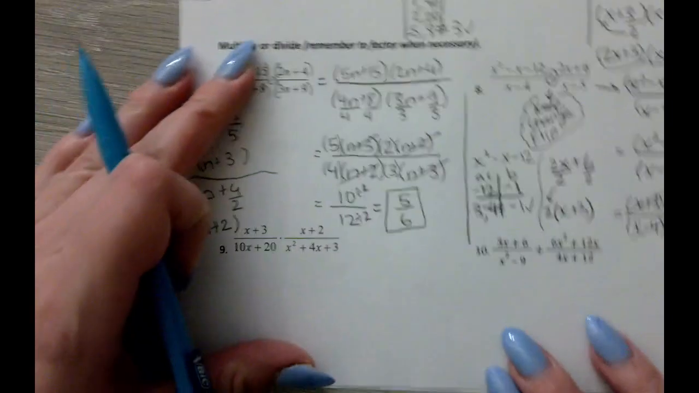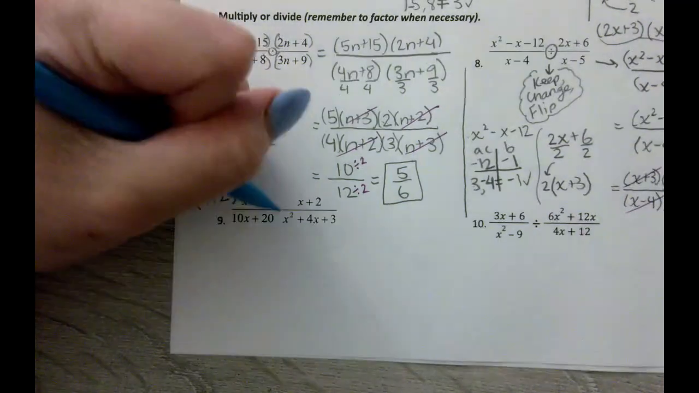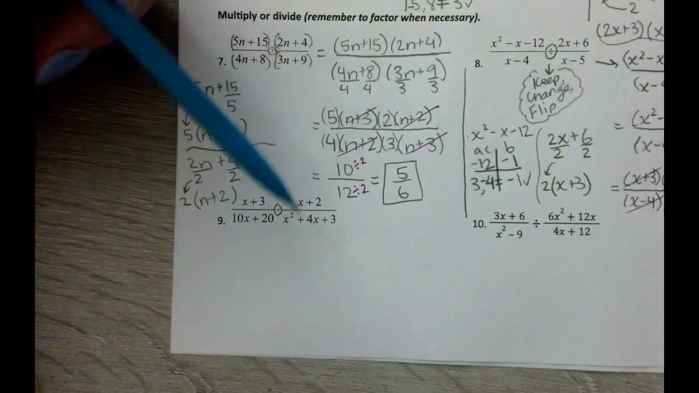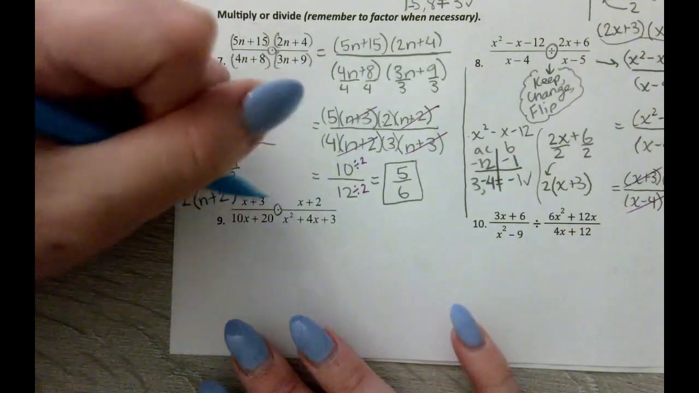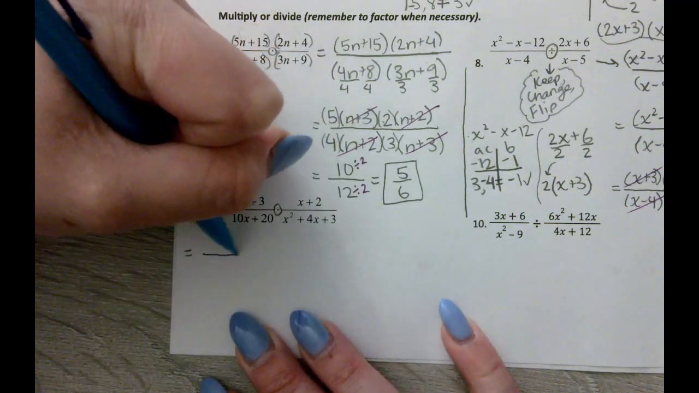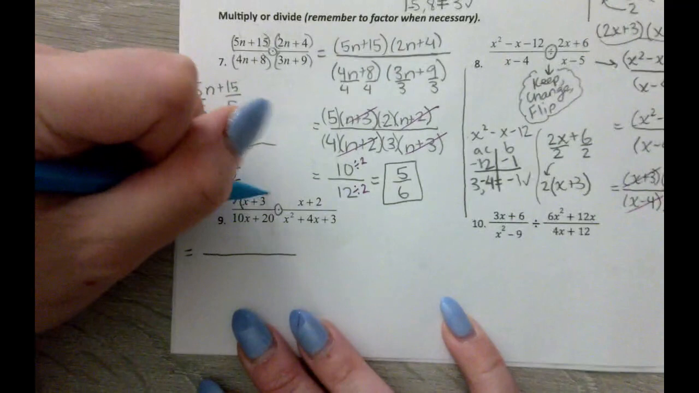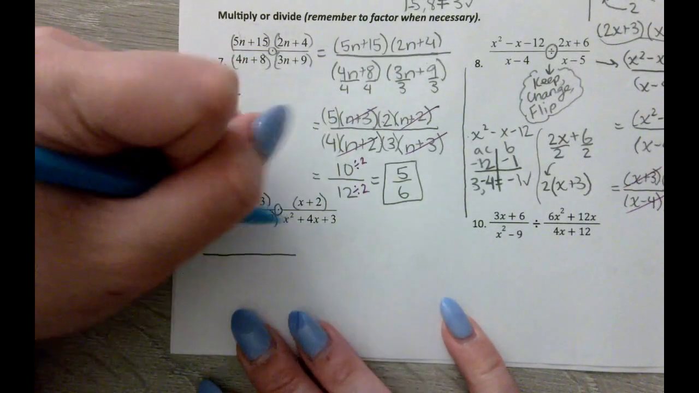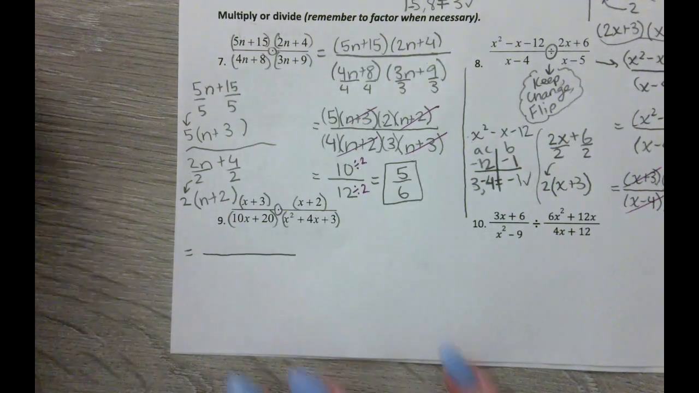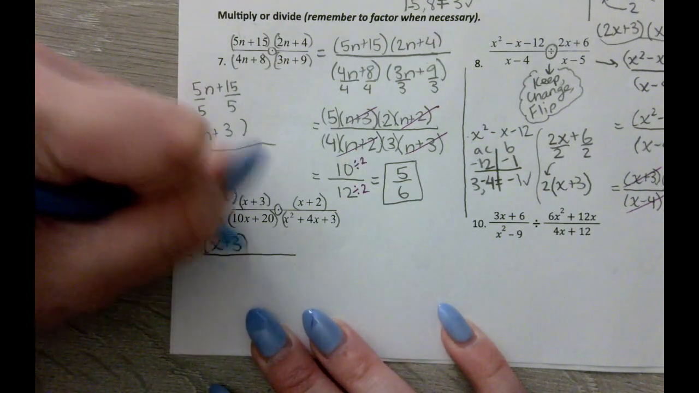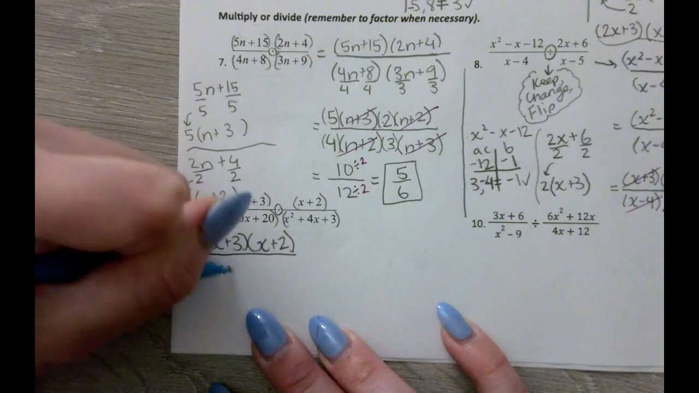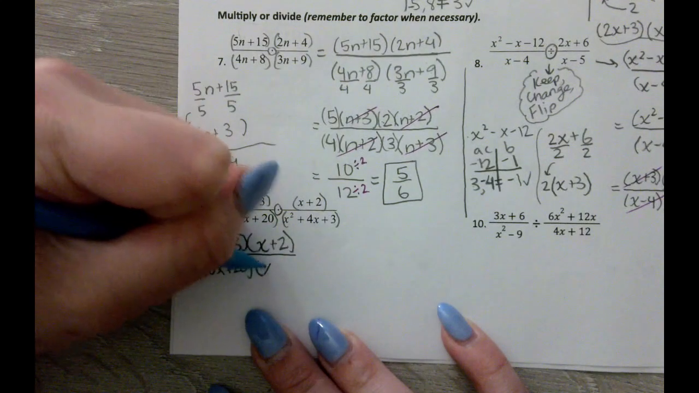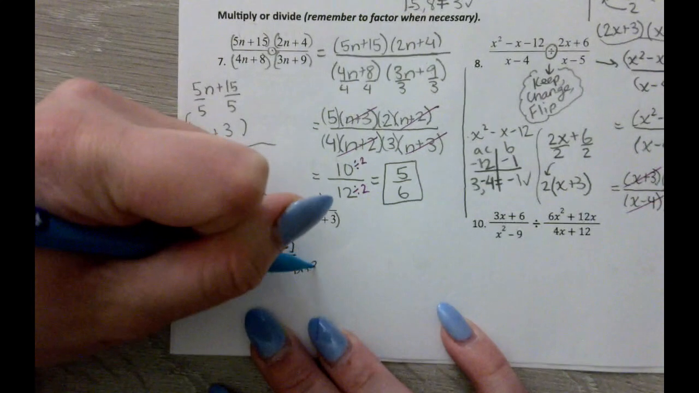Number 9. X plus 3 over 10x plus 20 times, so we're good, we don't have to do keep, change, flip. X plus 2 over x squared plus 4x plus 3. So first thing, we're going to multiply, which means just put them together on the same fraction. Bring in those parentheses so we don't cancel anything that we are not supposed to. X plus 3 times x plus 2 on the top. On the bottom, we have 10x plus 20 times x squared plus 4x plus 3.